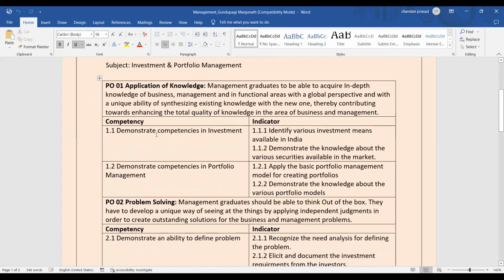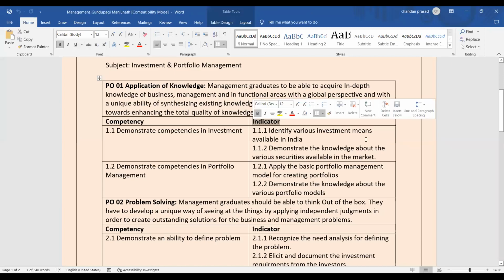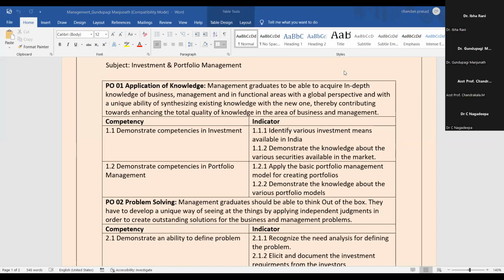So what are the competencies? The student should be in a position to demonstrate competency, especially in the domain of investment, and then the indicators. I have given a sample of two indicators. The student should be in a position to identify various investment means available in India, and should be in a position to demonstrate knowledge about the various securities available in the market.